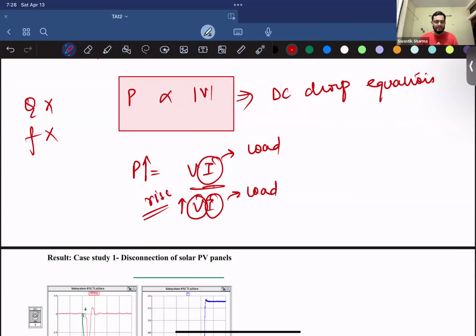So your voltage starts increasing. That's what happens in your DC side. So you have an abundance of power, the load is less, and the voltage will rise to keep VI equal to the power available. Any doubts? Yes, you got it, clear.